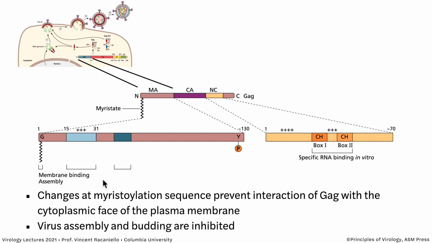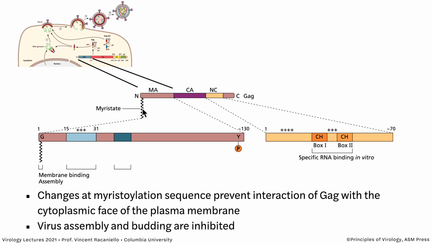And myristate is one of many different lipids that can be attached to proteins to make them target membranes. So matrix sends it to the plasma membrane. Here's nucleic capsid again. Remember, a specific RNA binding part of nucleic capsid binds the packaging sequence. So this is all amazing. It's all connected, right? Because the GAG is still one protein. The matrix is sticking in the plasma membrane, and is dragging RNA along by virtue of interacting with NC.